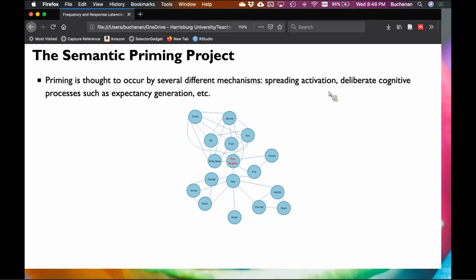And the other way that people think this happens is a deliberate process. Spreading activation is considered involuntary. A deliberate or active process is called expectancy generation. So I see doctor, I expect to see nurse because I know it's related. And a couple of other mechanisms that people have proposed. But either way, it's a thing that happens.